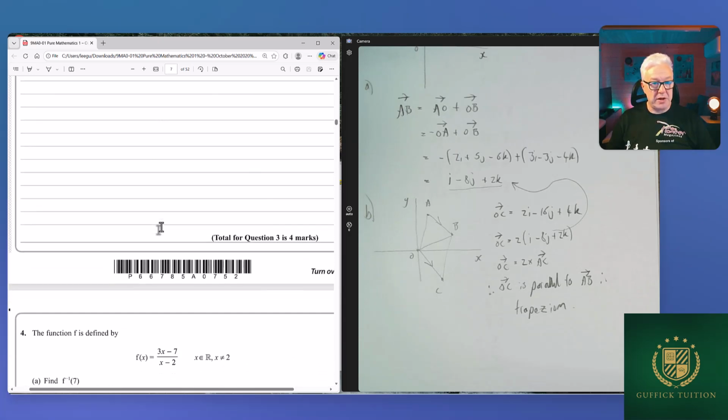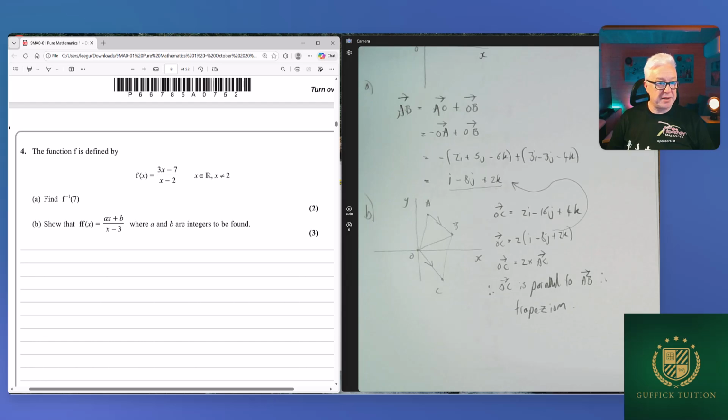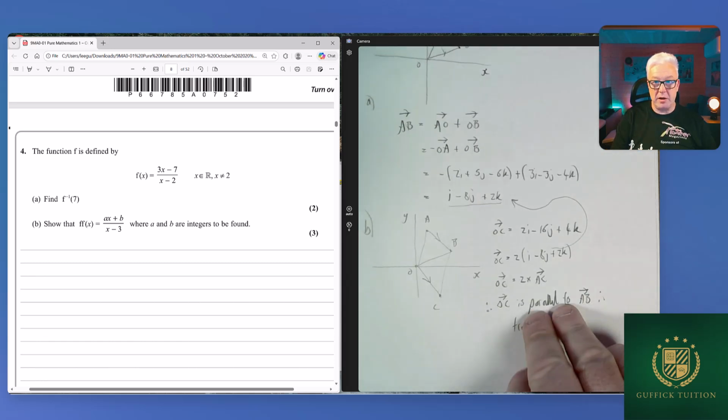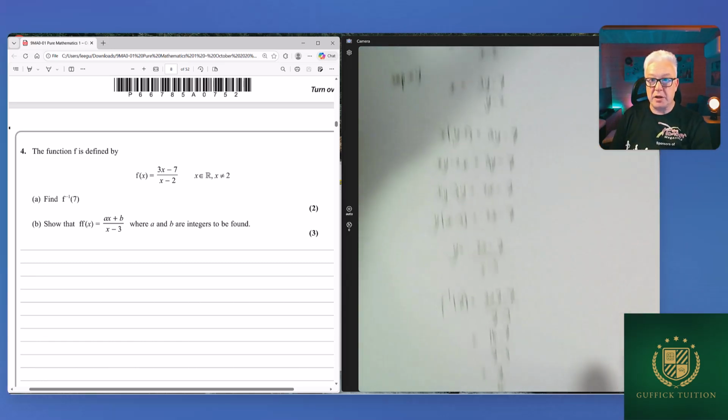Okay, let's have a look at question 4. The function f is defined by f of x. Find the inverse of f of x and then show that f of x is that expression there. Quite a really nice little functions question here for us. So let's have a look.